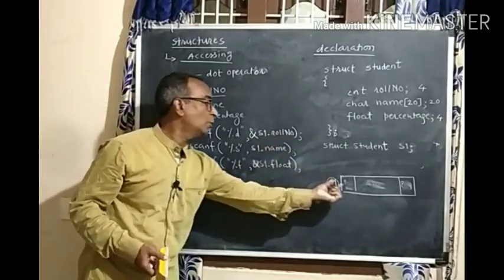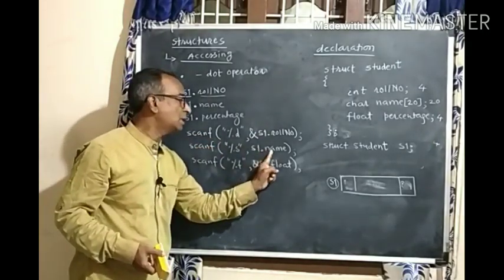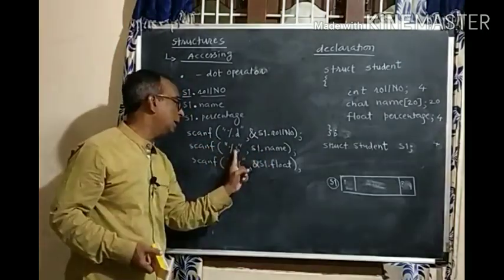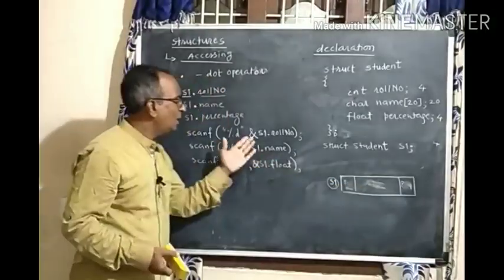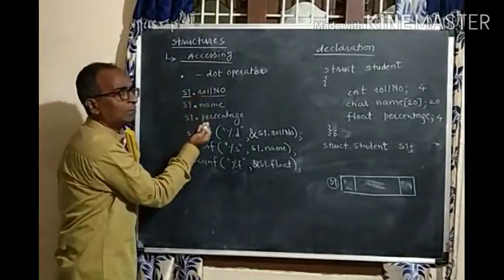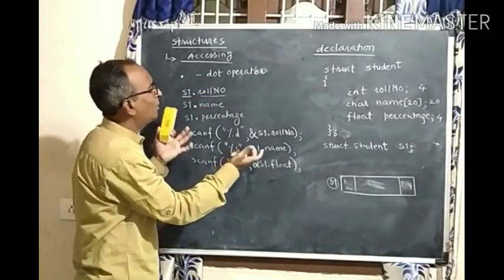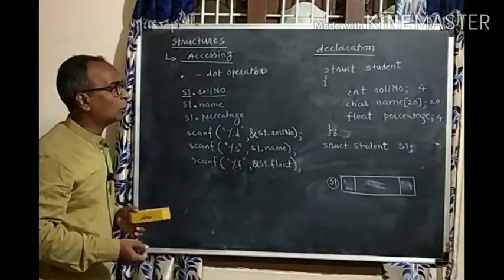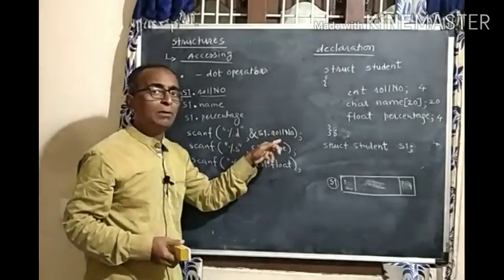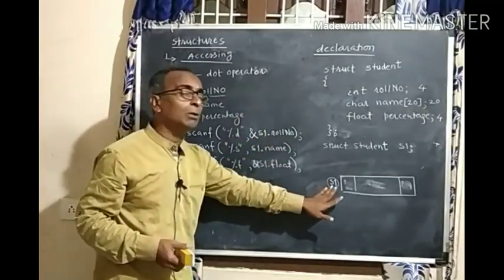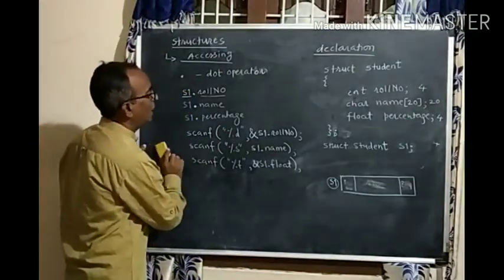S1's roll number field, you want to store whatever you are reading from the keyboard. S1's name, you are storing the name string value into S1's name field. This way we can use it for printfs also. So this is a simple way of accessing through the dot operator. The dot operator tells us which field or which member you are accessing from a structure, right? So this is all about accessing.